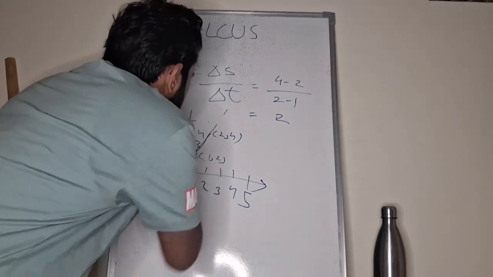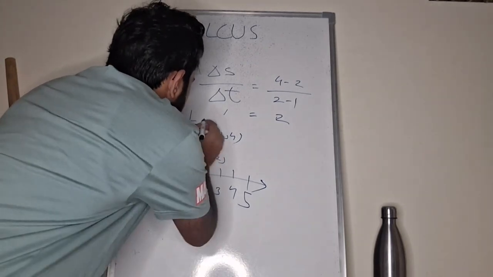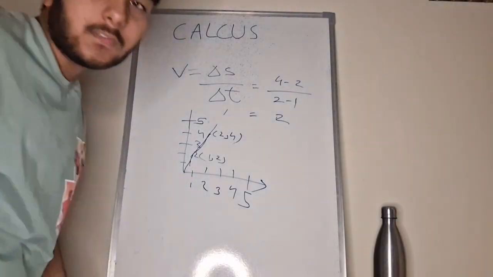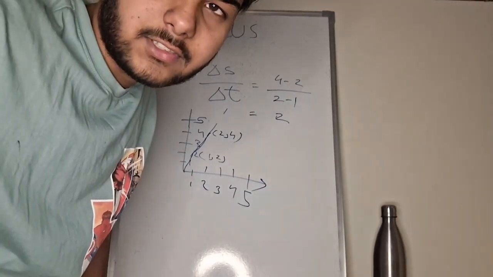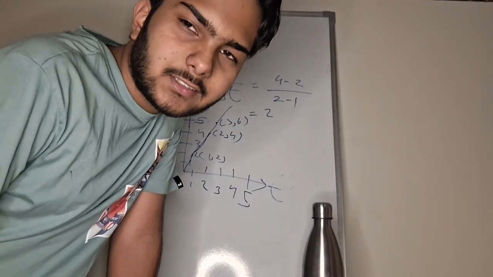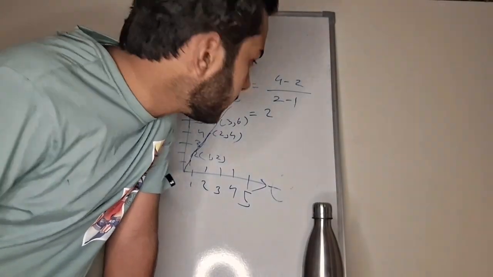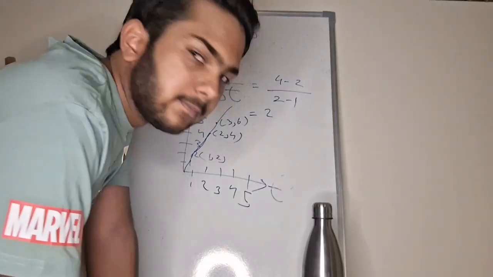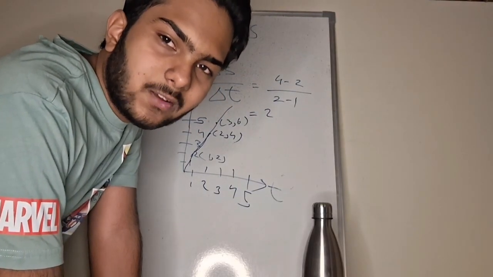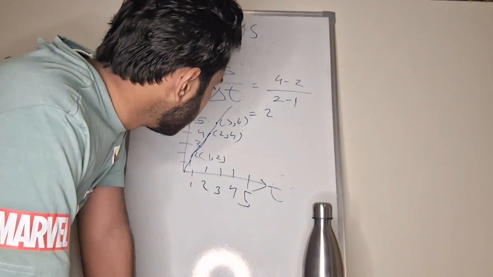Then this will be... wait a second, I'm just getting confused. Okay, so I just got a bit confused. I apologize for that. Maybe I'm very nervous right now, and I'm feeling really quite awkward. That's why I got confused.